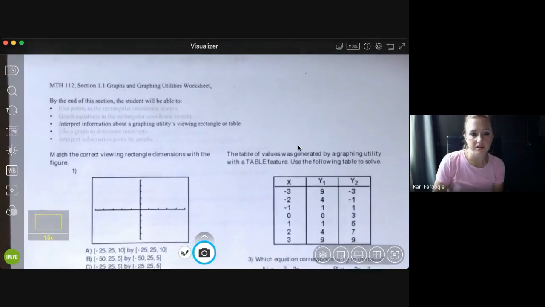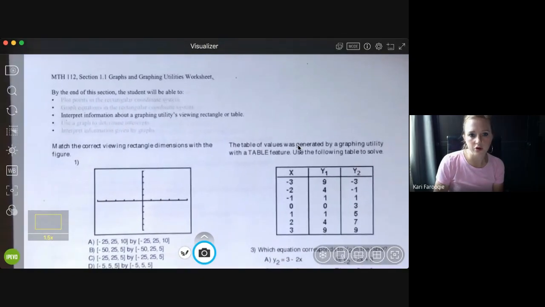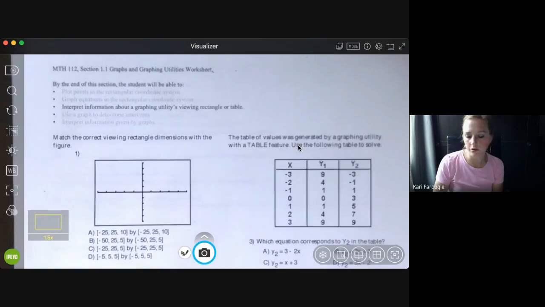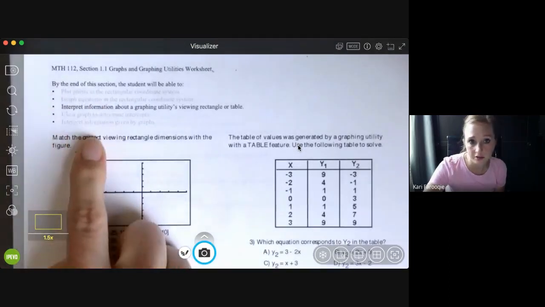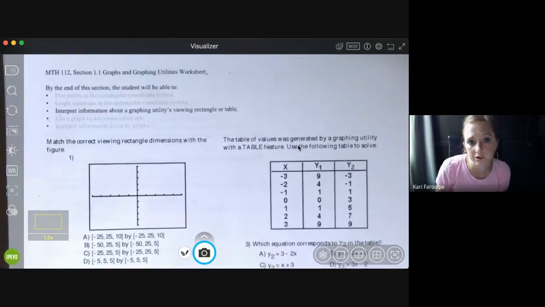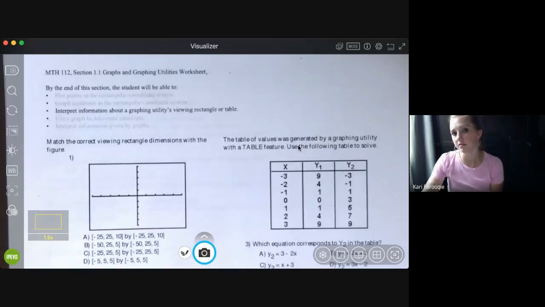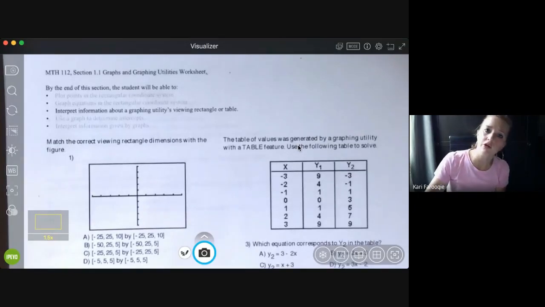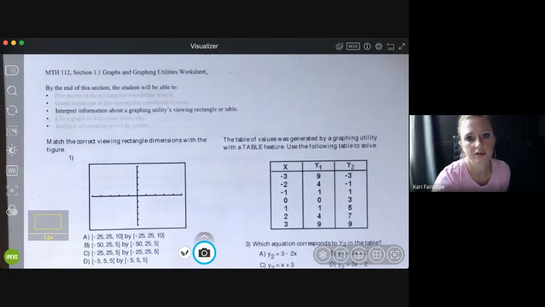All right, so this is section 1.1, graphs and graphing utilities. Notice that there are a bunch of objectives in 1.1, and we're only going to be doing the interpret information about a graphing utility's viewing rectangle or table. That's really the takeaway here. We are going to be using our graphing calculators quite a bit, and we're going to need to make sure that we can interpret what you see in the graphing calculator table. So everybody can see my notes, right? Okay, good. Wonderful.